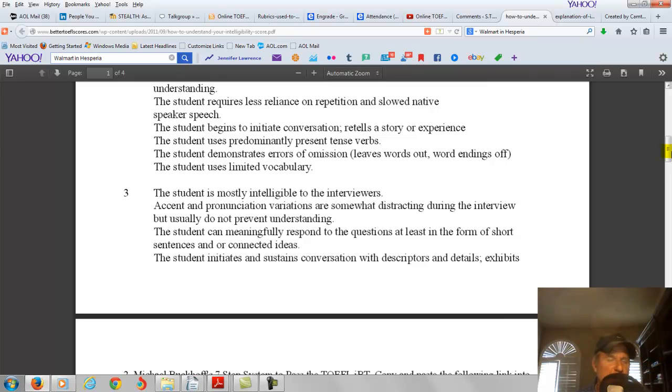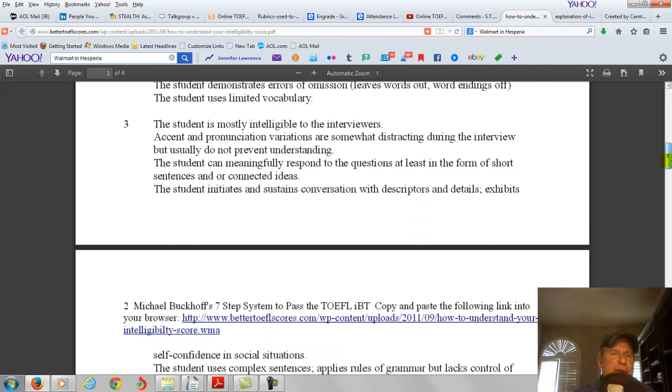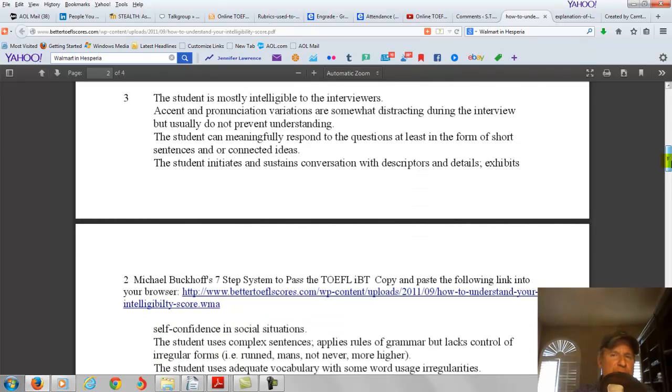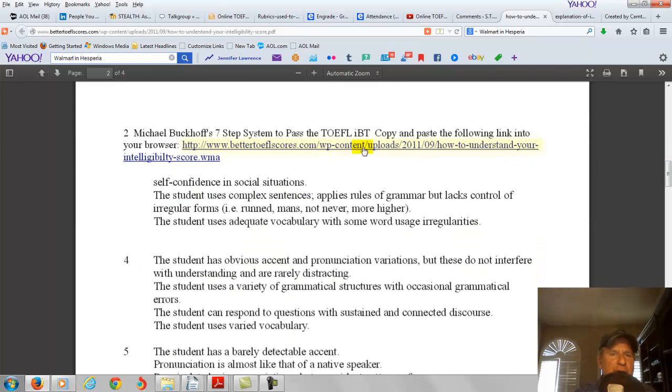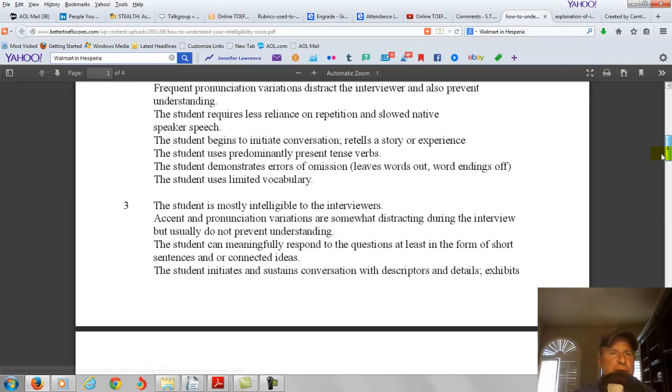You answer the questions in the form of short sentences and or connected ideas. You initiate sustained conversation with descriptors and details. You have self-confidence. You're using some complex sentences, yes, but you do have some problems with your grammar in there. So I don't think you will score in the 4 area. Let me look at the 2 area.